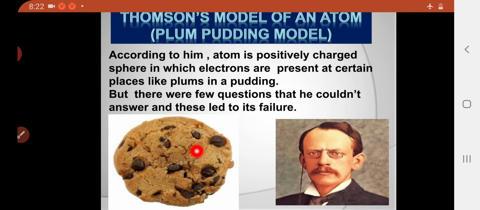But again there is a question. See, if the negative charge is less and the positive charge is more, then the atom should get a whole positive charge. But we already know that the atom is stable. It does not contain a net negative or positive charge. It is wholly stable. Another question: how much positive charge is present that may cancel the negative charge? But here this does not happen.